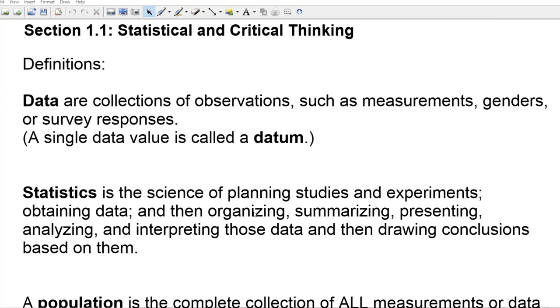So what is statistics and why are you studying statistics? Probably because you need it for your major, but statistics is actually the science of planning studies and experiments. It's about obtaining data, organizing, summarizing, presenting, analyzing, and interpreting those data and then drawing conclusions based on them.